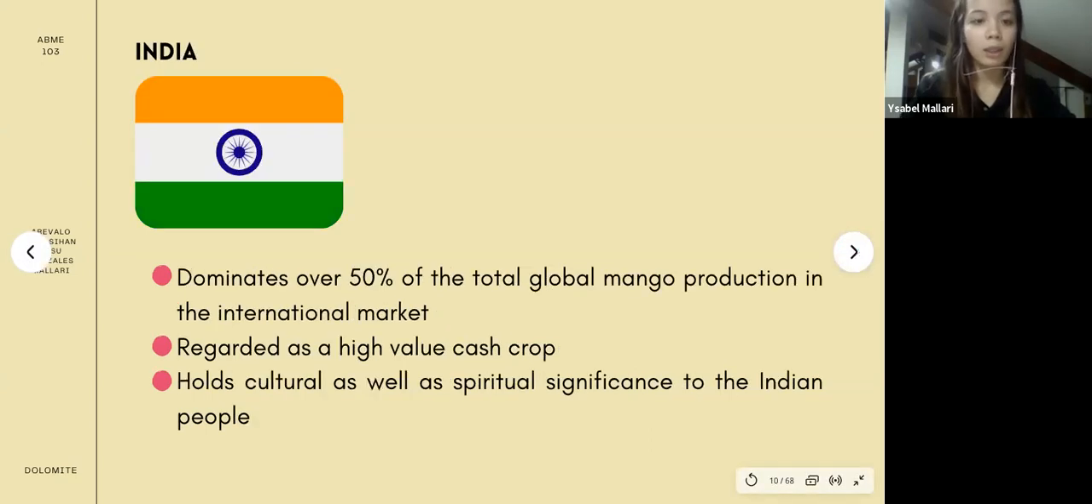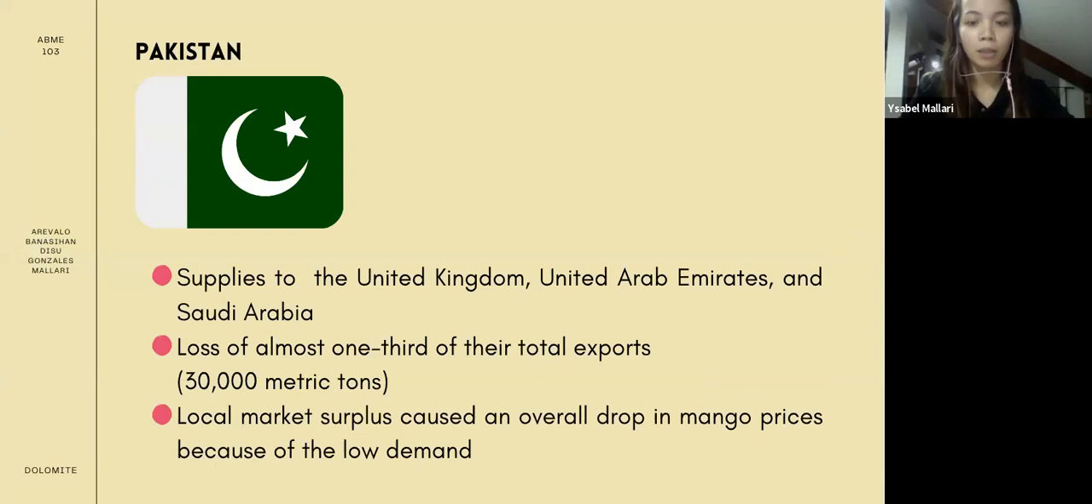India dominates over 50% of the total global mango production in the international market. In India, the mango is regarded as a high-value cash crop and holds cultural as well as spiritual significance to the Indian people. Pakistan supplies mainly to the United Kingdom, United Arab Emirates, and Saudi Arabia. Because of the COVID-19 pandemic this year, Pakistan faced a loss of almost one-third of their total exports, estimating to about 30,000 metric tons. Their local market surplus also caused an overall drop in mango prices because of the low demand.